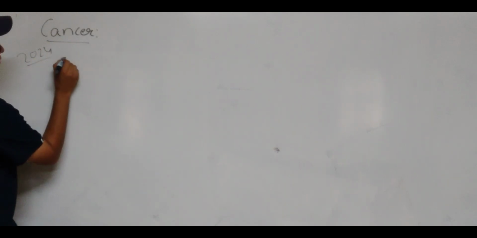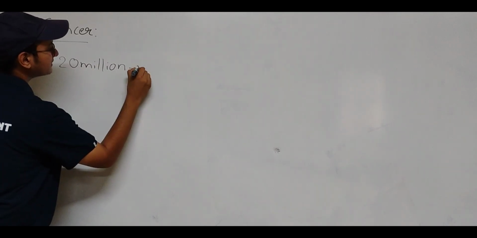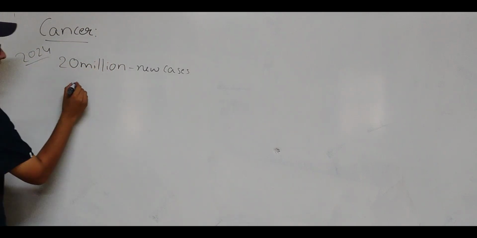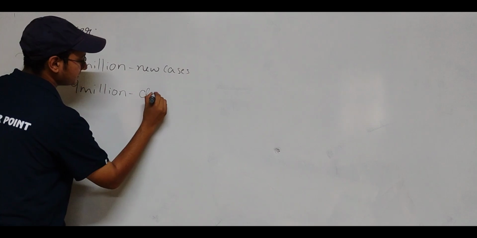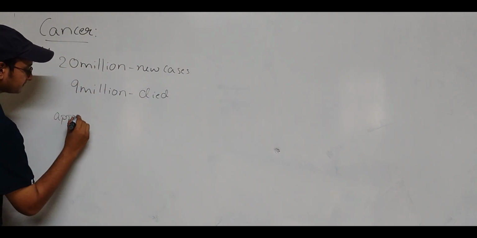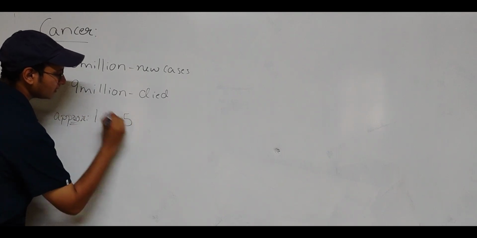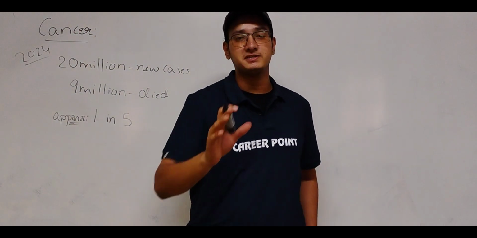So according to 2024 global stats, around 20 million people got affected with cancer. 20 million new cases were found in the year 2024. In the same year, around 9 million people died of cancer. Approximately 1 in 5 individuals develop cancer at any point of their life. This is the reason why we are studying cancer in 12th standard.